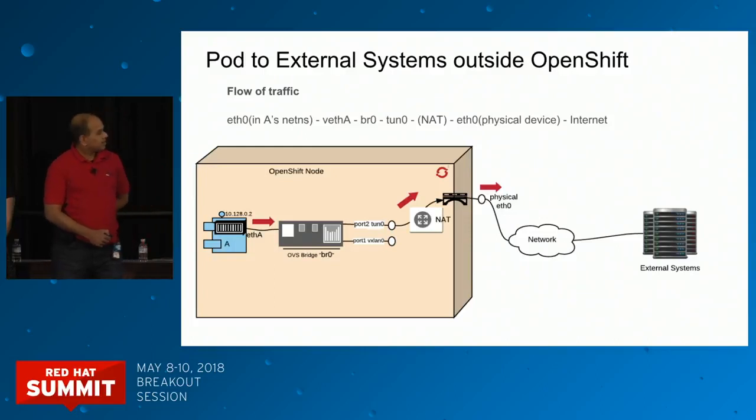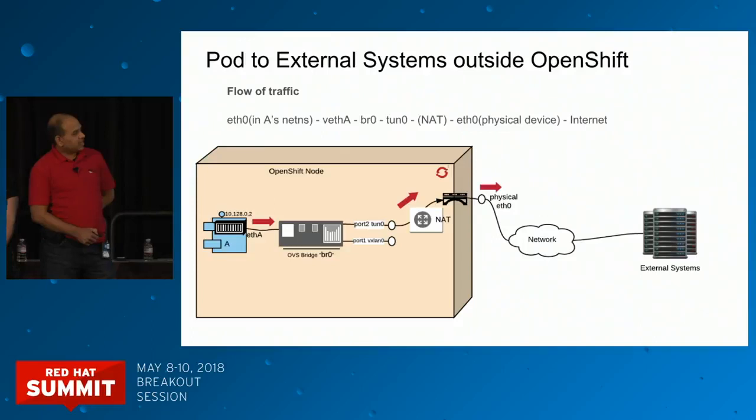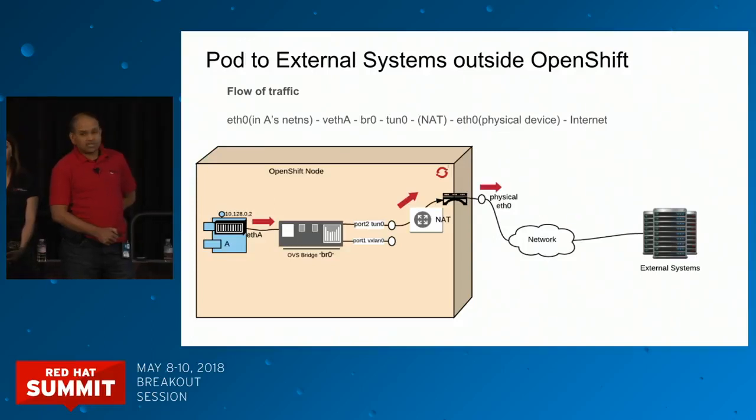Next, what happens if your pod is trying to talk to an external system? The flow is the same. Here at the bridge, it knows that, hey, this IP address is not on the OpenShift cluster, so I have to send it outside. So it redirects the traffic to port 2, which is TUN 0. From there, it gets NATted, goes to the physical ETH0, and then gets out.